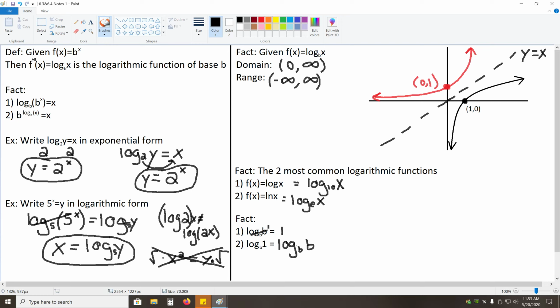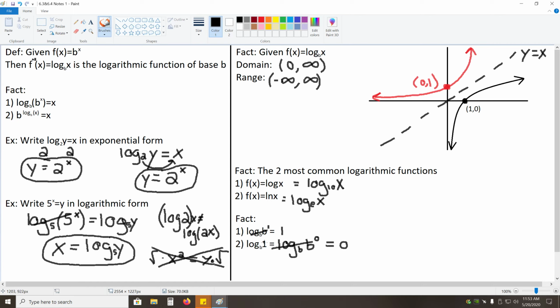Well, b to the 0 power is the same thing as 1. Anything to the 0 power except 0 is equal to 1. And we don't have to worry about b being 0 because logarithmic bases have to be greater than 0. So again, log base b of b will cancel out, leaving us with 0.